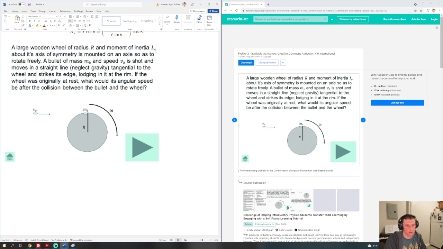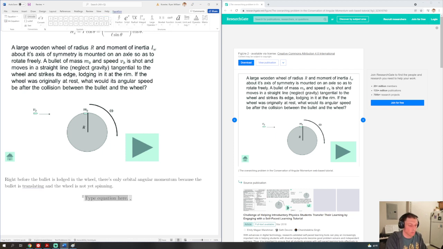let's go through this carefully and deliberately, right? So let's say right before the bullet is lodged in the wheel, there's only orbital angular momentum. It's not really important how I write the words. There's only orbital angular momentum, let's just say because the bullet is translating. And the wheel is not yet spinning, okay?